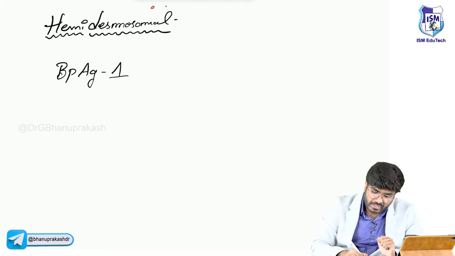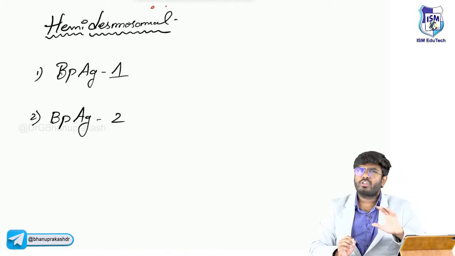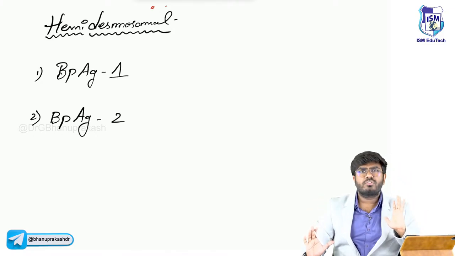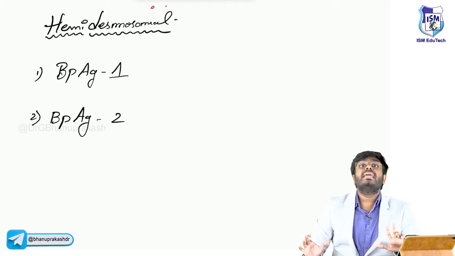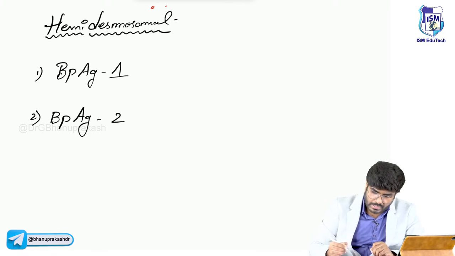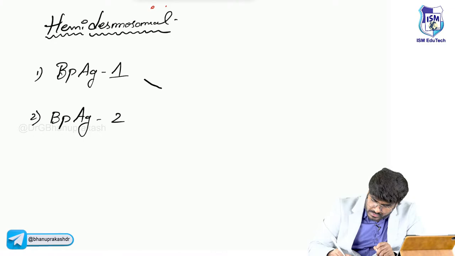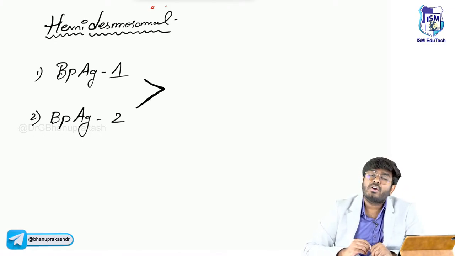BPAG1. BPAG1 is a hemidesmosomal protein. BPAG2. No need to know the full form. Just as a doctor, you should know BPAG1, BPAG2. They are the hemidesmosomal proteins. Now, if BPAG1 and BPAG2 are defective, which kind of disease will that cause?